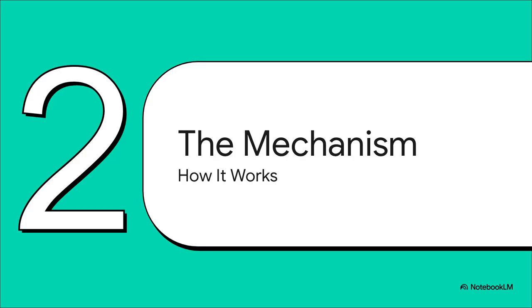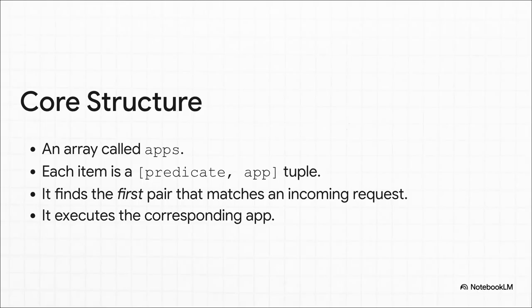All right, let's get into the nitty-gritty. We're going to look at the actual mechanism and see how it carves out a clear path for every single request. And trust me, getting this part is pretty much the key to really mastering how Effect handles logic on the server. So at its core, the multiplexer is really just a list, an ordered list to be specific. And every single item in that list is a simple little pair. You have a rule and you have an action.